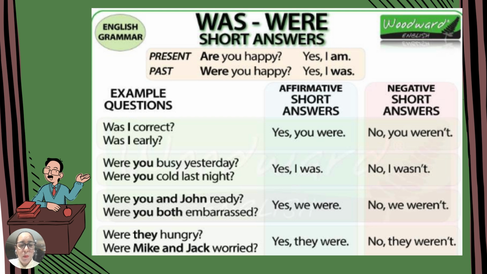Here you can see more examples of yes/no questions with was and were. Please remember to pay attention to the subject pronoun because depending on that subject pronoun, you are going to use was or were. If you have I as a subject pronoun, you must use was. Was I correct? Yes, you were. No, you weren't. If the subject pronoun is you, you are going to use were. Were you busy yesterday? Yes, I was. No, I wasn't. Were you and John ready? Yes, we were. No, we weren't. Were they hungry, or were Mike and Jack worried? Yes, they were. No, they weren't.